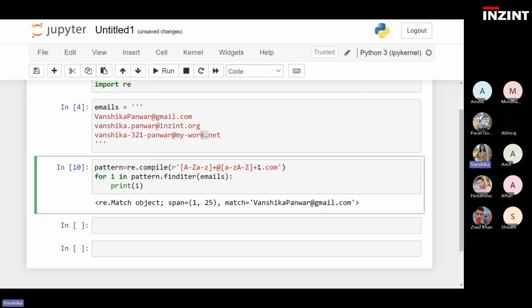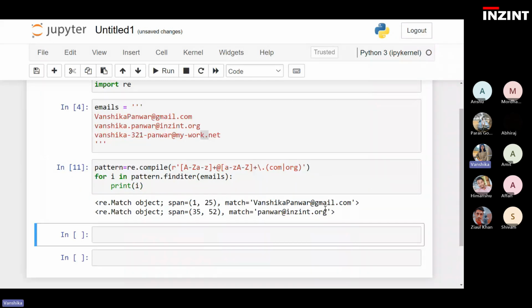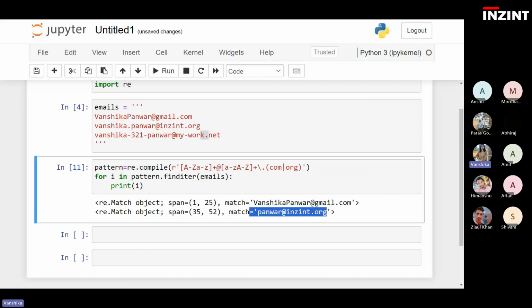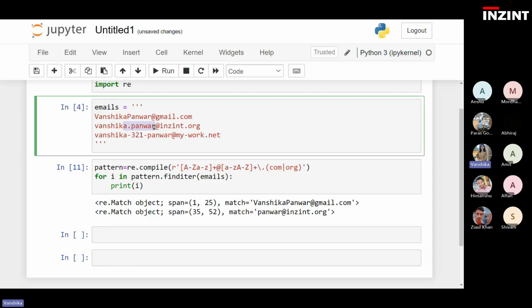So I told you guys that we can even provide choices here. So after this dot, I'm either expecting .com and I'm also expecting .org. So separated by this pipe symbol, I have mentioned org as well. Now you can see that the second email is also matched. Okay, some issues are here, but after the dot, everything is matched.